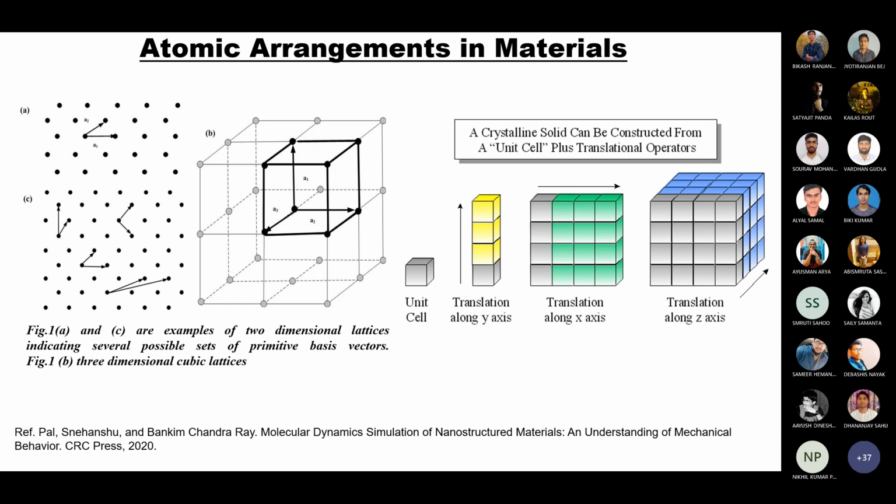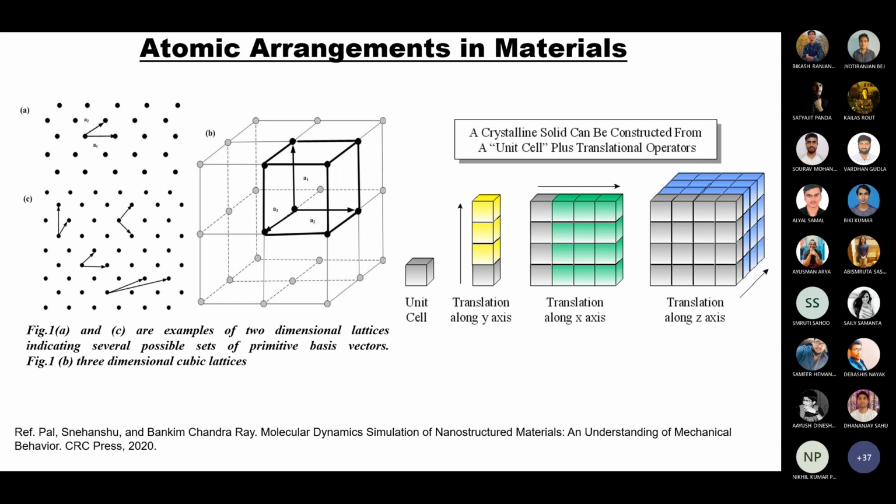So first we are going to concentrate on the two-dimensional lattice. If you look at figure number 1a, this is a two-dimensional lattice indicating several possible sets of primitive basis vectors. If you want to understand what a basis vector is, it is a vector with the minimum distance between two lattice points in a particular arrangement, and after that there will be a repetition. So for each basis vector in a particular direction, there is a repetition unit.